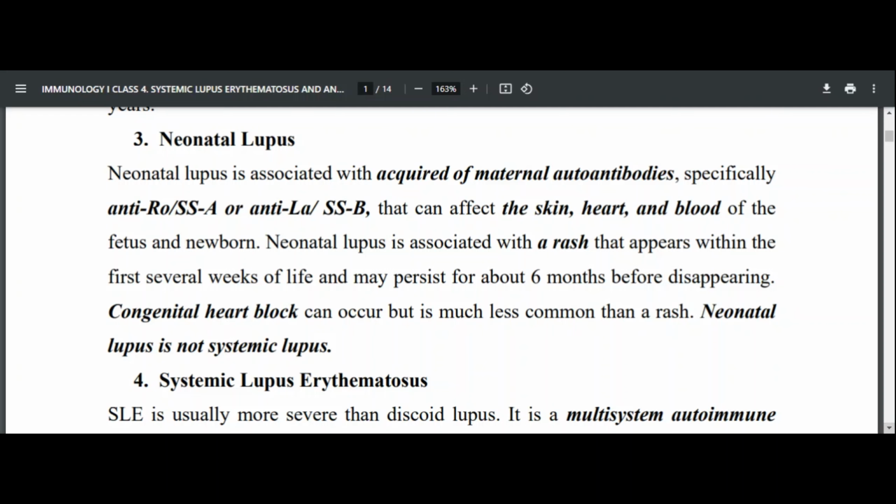Neonatal lupus is associated with a rash that appears within several weeks of life and may persist up to 6 weeks before disappearing. Congenital heart block can also occur, but this is less common than the rash. So neonatal lupus is not really systemic lupus, but it can affect different organs, skin, heart, and blood of the neonates. But it does not appear as a systemic disease.